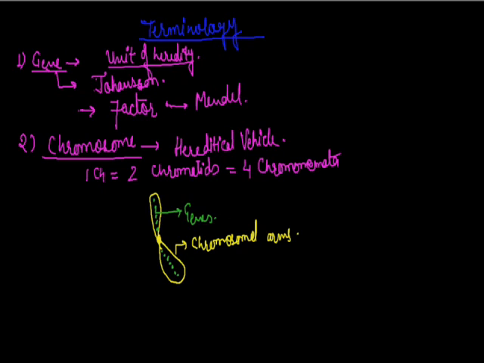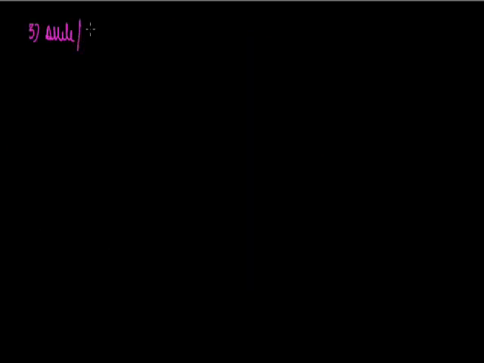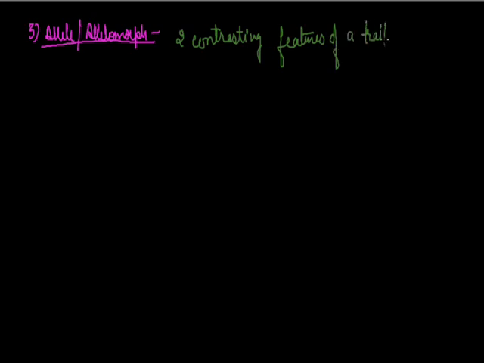The third terminology is allele. You can also say this term as allelomorph. Now the question comes to mind, what is an allele? Alternate forms of a trait are called alleles, or you can say two contrasting features of a trait. And what is a trait? A trait is a hereditary character. Two contrasting features of a trait are called alleles.